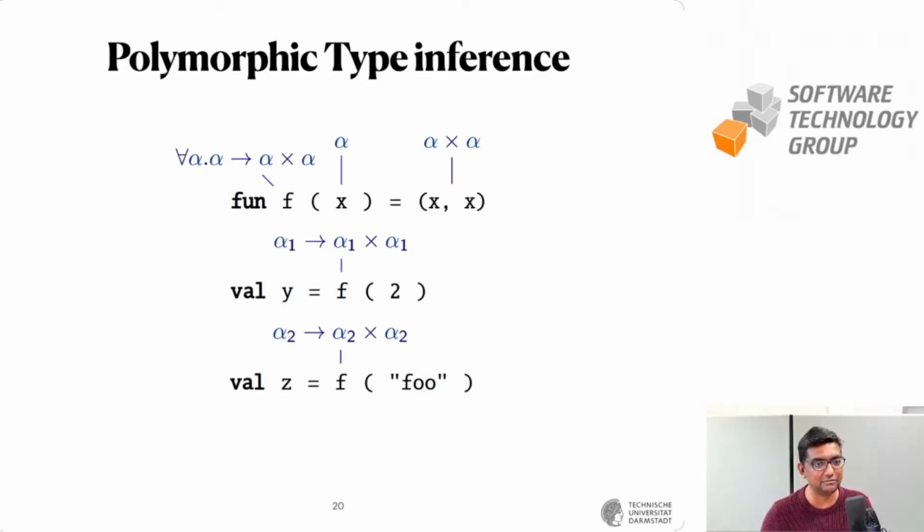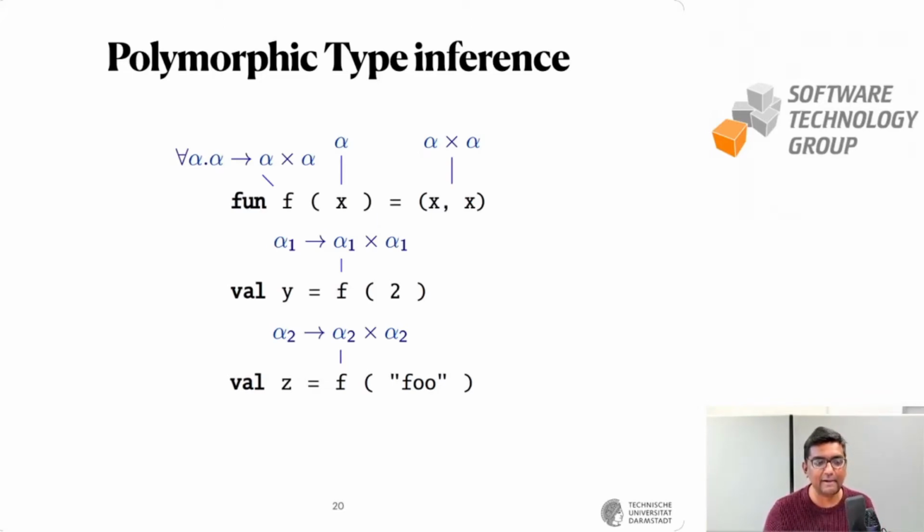Okay, so let's use the principles that we have learned for parametric polymorphism and typing to apply it on the function and the value that we saw before and how they would be typed, right? So here you have a function f which takes in a value x and returns the tuple x comma f. The only thing you will have to do is, if f is parameterized by type, you would have to include the for all notation.